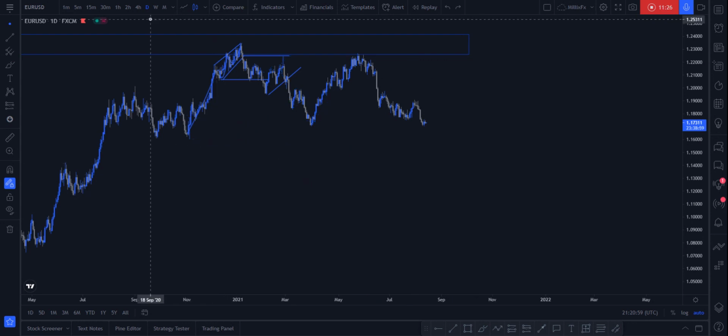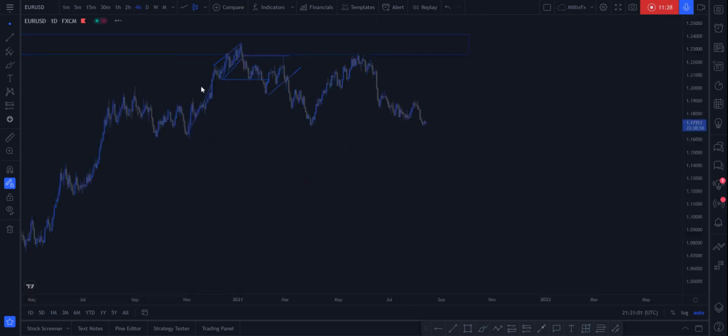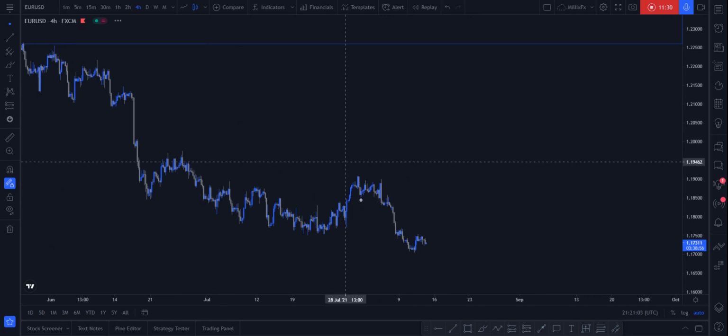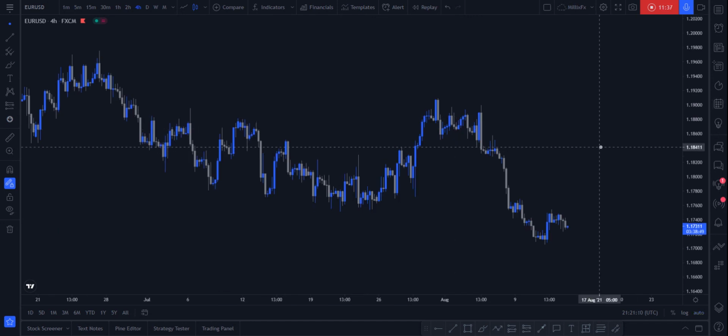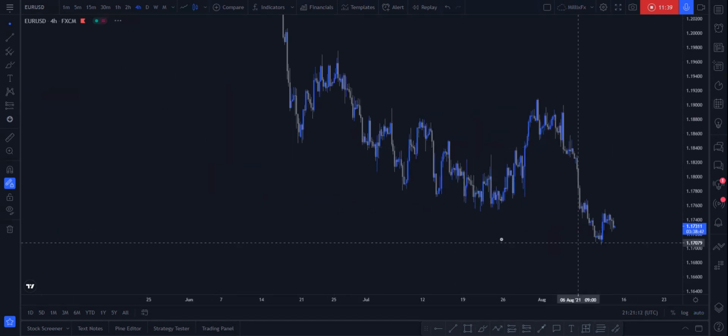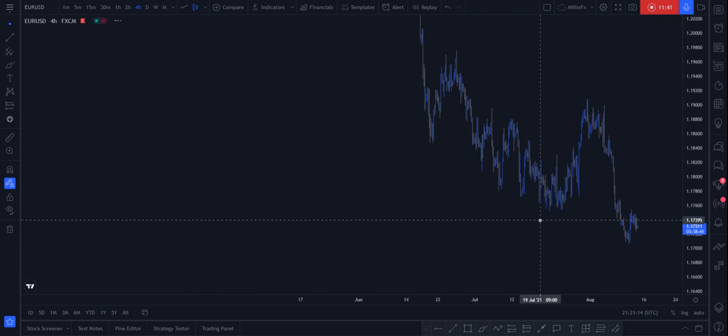So let's go to the 4-hour time frame. On the 4-hour time frame, we are very bearish on EU for a very long term. And as I said earlier, on the 4-hour time frame, what we can see is price has tapped below that particular area.